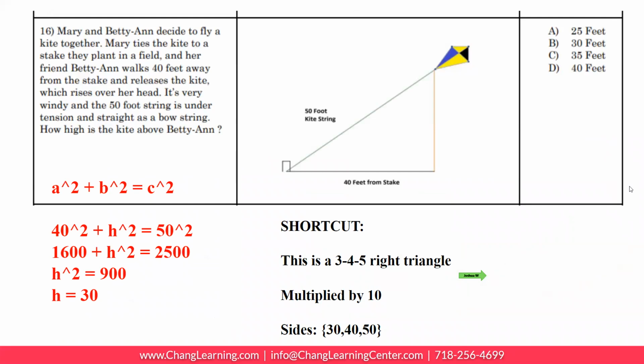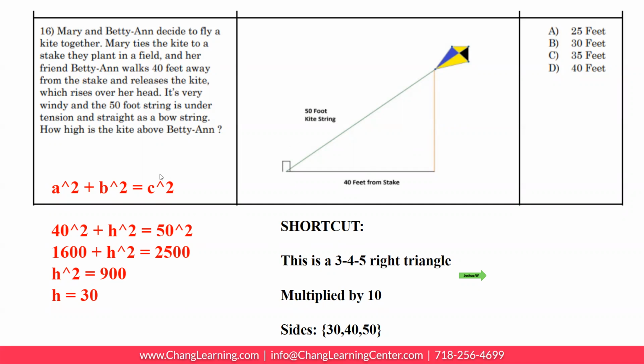Here's an example of a different type of real world problem, flying a kite, and the right triangle that's formed by the kite flying overhead in the breeze. Question 16. Mary and Betty Ann decide to fly a kite together. So Mary ties a kite to a stake. They plant it in a field, and her friend Betty Ann walks 40 feet away from the stake and releases the kite up into the air. The kite rises over her head. It's very windy, and the 50-foot string is under tension and straight as a bowstring. How high is the kite above Betty Ann?